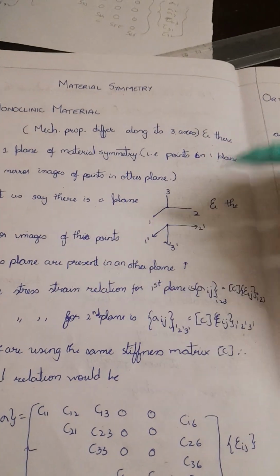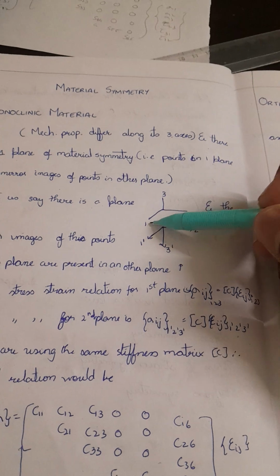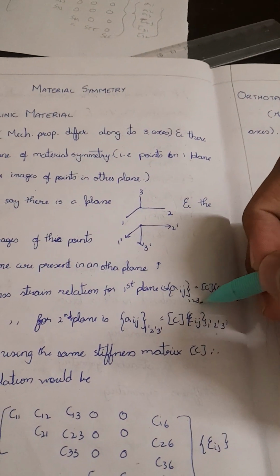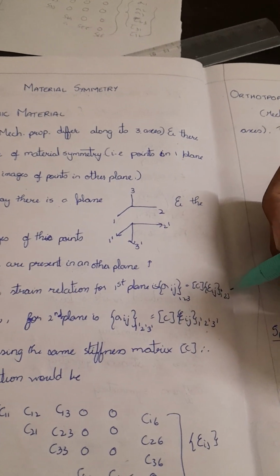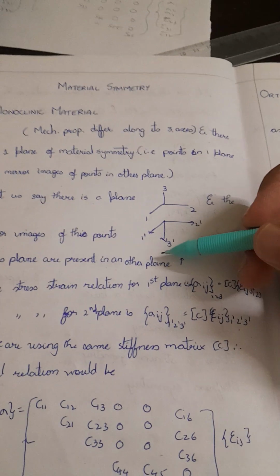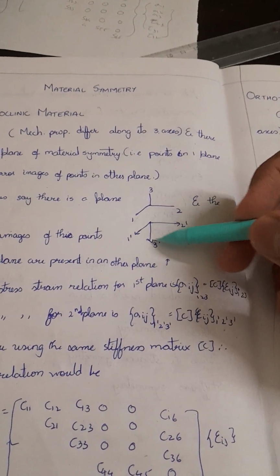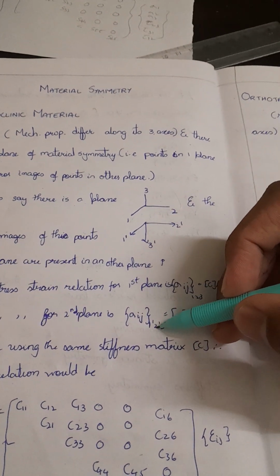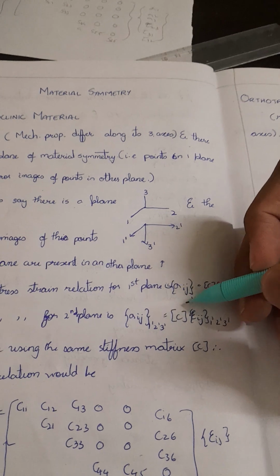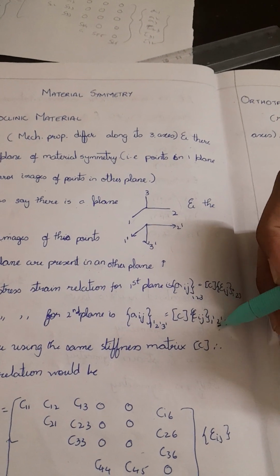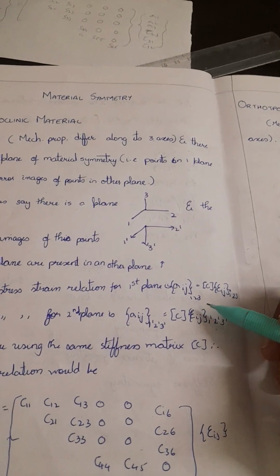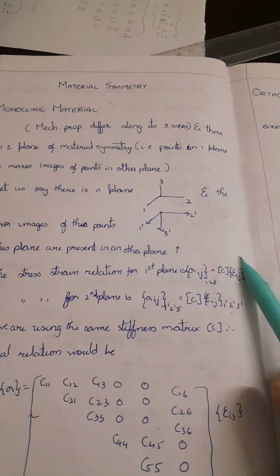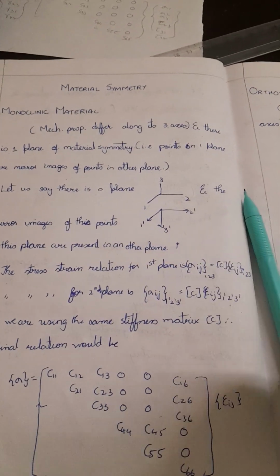So for which I can develop my stress strain relation for the first plane. Let's say the first plane is 1, 2, 3. The stress in the first plane 1, 2, 3 is the stiffness matrix times the strain 1, 2, 3. Similarly, the stress strain relation for the second plane, that is 1 dash, 2 dash and 3 dash, the stress 1 dash, 2 dash, 3 dash in that plane would be the stiffness matrix times the strain 1 dash, 2 dash, 3 dash. But here what we need to observe is that we're using the same stiffness matrix, right? So hence we can actually deduce the stiffness matrix into the following.